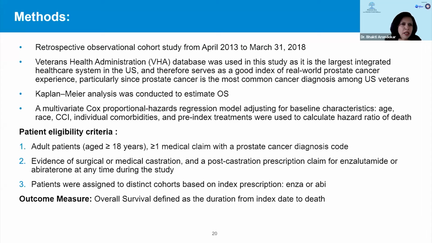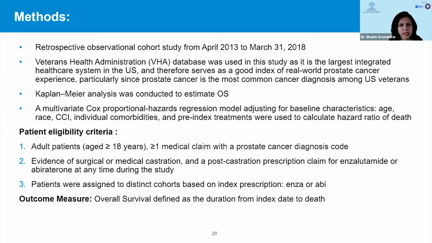In terms of the statistical methods, and I know you have a few upcoming sessions on statistical methods, so I'm very sure you'll talk about this. The method that we used was Kaplan-Meier analysis to estimate overall survival, or OS. And we used regression methods, so a Cox proportional hazards regression model, adjusting for confounding variables or differences in characteristics for age, race, Charlson Comorbidity Index, different comorbidities that might be different in the two groups, and whatever treatments they might have received in an earlier setting.